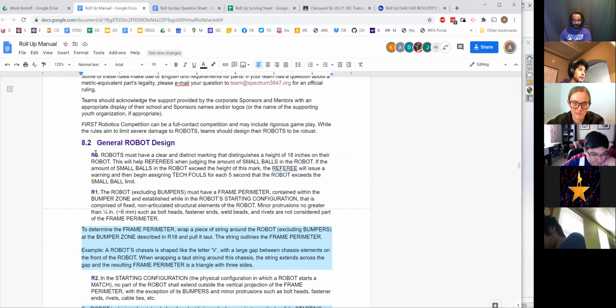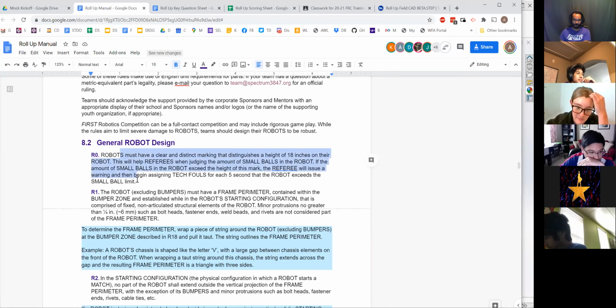We added an R0 because we didn't want to relabel all of the robot rules, because we went through the process and it became very complicated. We just needed to add a robot rule and it didn't make sense to put it at the end, so it's now at the beginning. Basically, this is just that they have to have a clear and distinct mark for that 18-inch limit on the small balls, and it might be more complicated than that too, and how we would go about laying all that out.